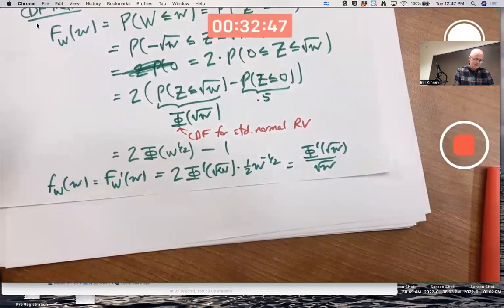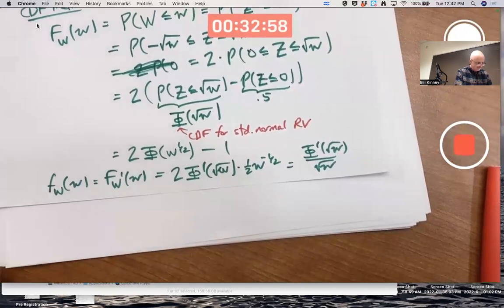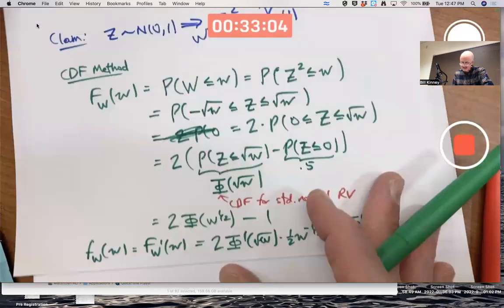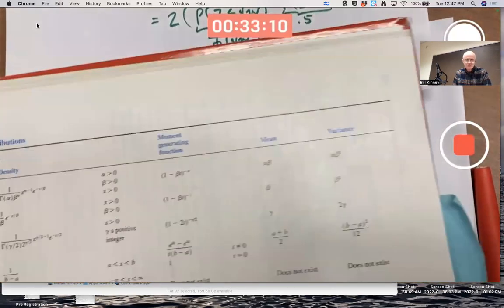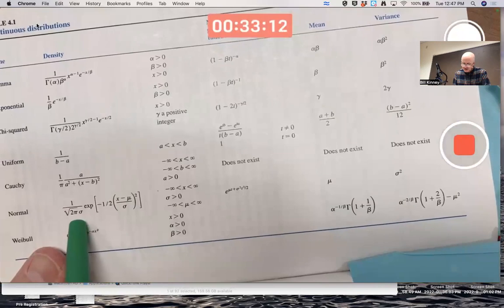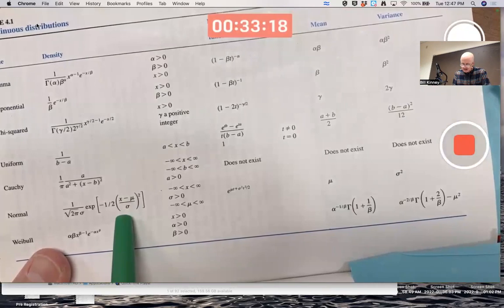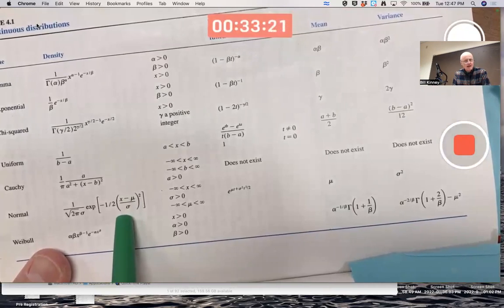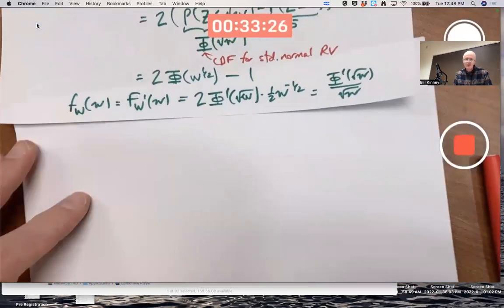Look up the PDF for a standard normal. This is supposed to be fun too, by the way. I'm having fun. This is like the thrill of discovery in math. What's the answer? Is it right? You've experienced that sometimes. The PDF for a general normal with mean mu and standard deviation sigma is that. Mu is 0, sigma is 1. Plug in mu equals 0 and sigma equals 1 in there. What are we going to get?